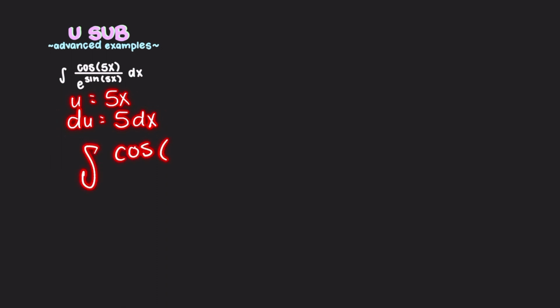This one looks kind of scary. So let's see. First, we have these hints that there's a cosine of a function and a sine of a function, and these two are the same. So what if we picked our u to be 5x? Well, that would give us du is equal to 5 dx. But then if we tried to write this out, it would just be cosine of u over e to the sine of u, which doesn't really help us out that much.